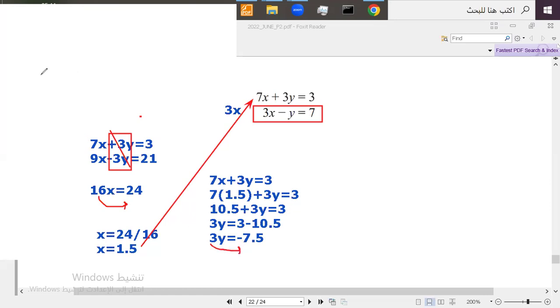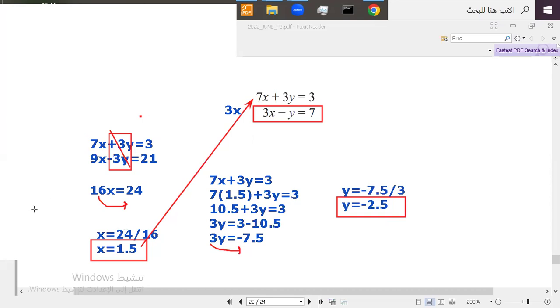the other side. So y will equal negative 7.5 divided by 3. When I divide 7.5 by 3, the answer will be 2.5. So it's going to be negative 2.5, and this is the final answer. So x equals 1.5 here, and y equals negative 2.5. So focus on the step of elimination, and focus how to use these steps, how to make the equations the same, how to do the steps to find the x and the y.